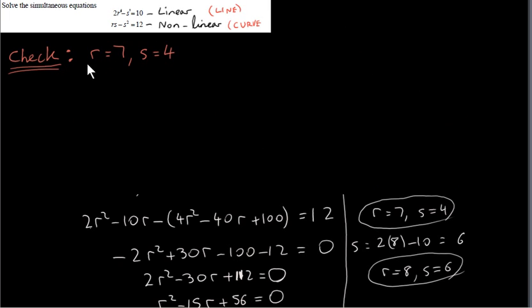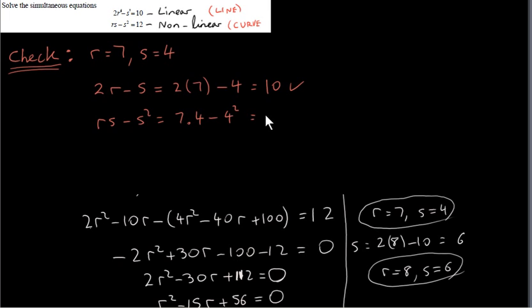Now you don't have to do this, but I'm just going to show a check of r equals 7 and s equals 4. So if we take our line, which is 2r minus s equals 10, plug in 7 for r, so we have 2 times 7, subtract s, which is 4, and this should work out to 10. 2 sevens are 14, minus 4 equals 10, so that does check out. Now let's try the second equation, which is rs minus s squared. Now this should work out to 12. So if we plug 7 in for r, 4 in for s, subtract s squared, which is 4 squared, we get 7 fours are 28. 28 minus 16 is indeed 12. So it does check out.